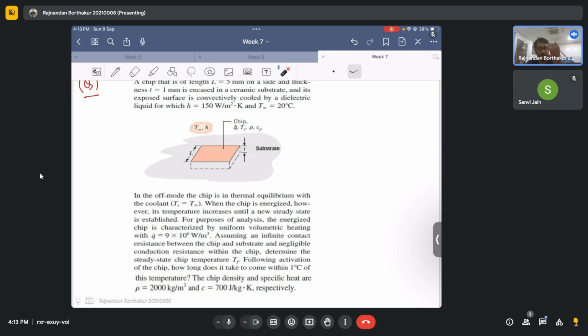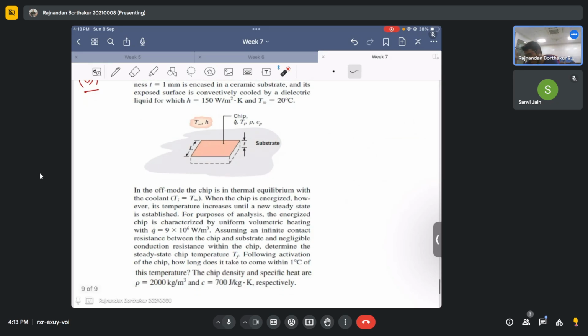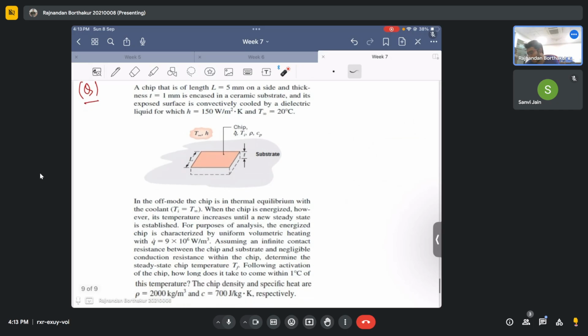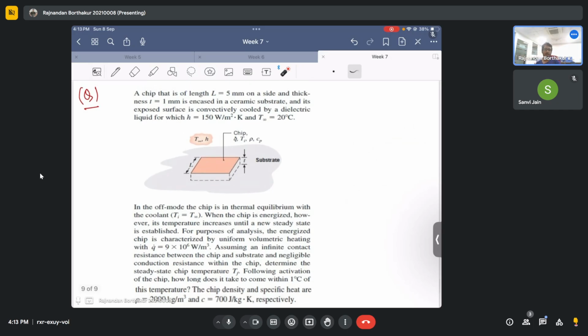In the second question, they are saying now let's come to the transient period and see how long it takes to come within 1 degree of this temperature. That's the second part of this problem. And then they have said that the chip has a density of 2000 and a specific heat of 700 joule per kg Kelvin. So this is a little bit of a big question, but it is a very important and very practical question.